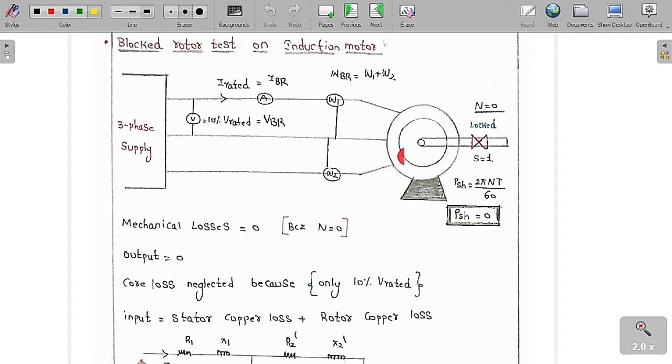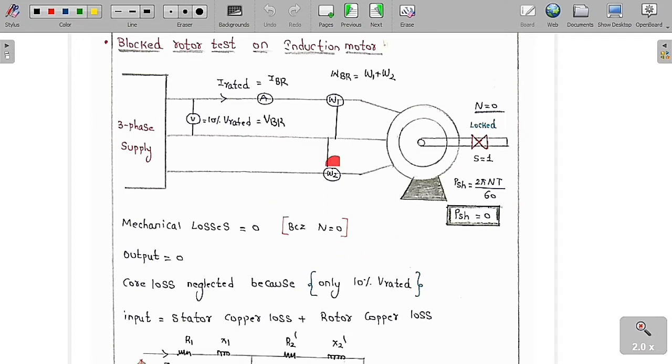Definitely the input power should be wasted in terms of losses. We can also neglect core loss, because we are giving only 10% of rated voltage. As the voltage increases, the core loss increases, and as the voltage decreases, the core loss decreases. So since only 10% of rated voltage is given, we can easily neglect the core loss.